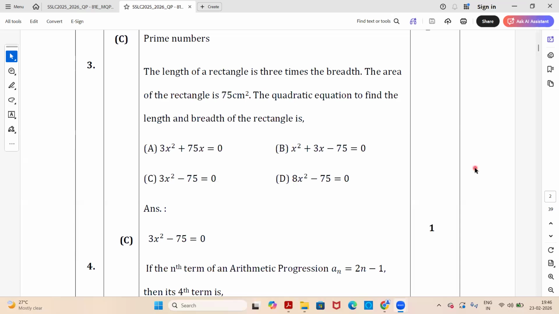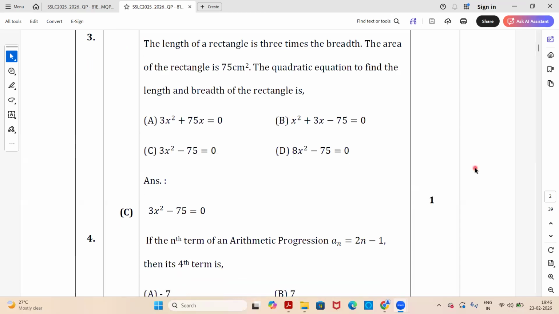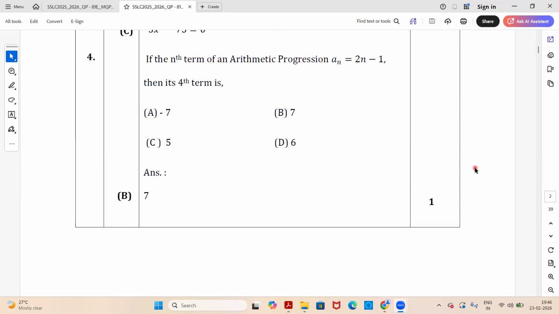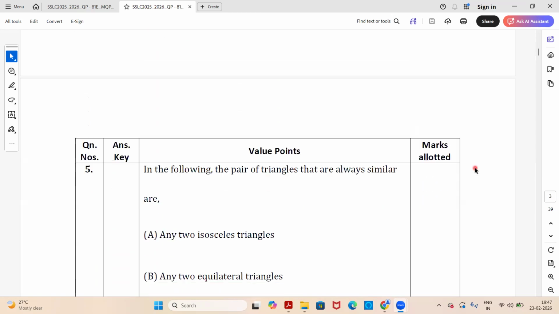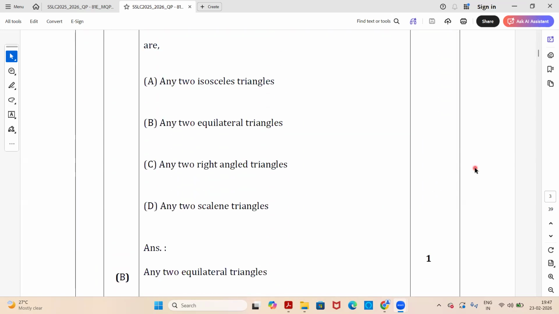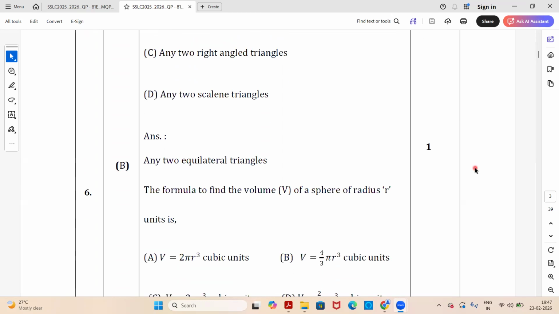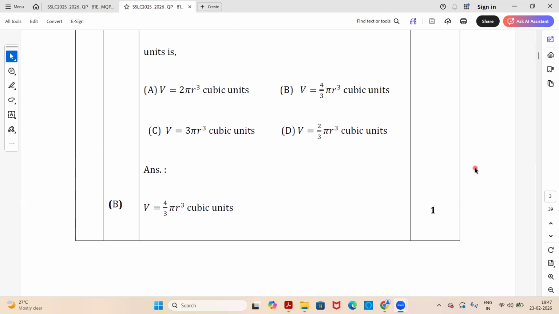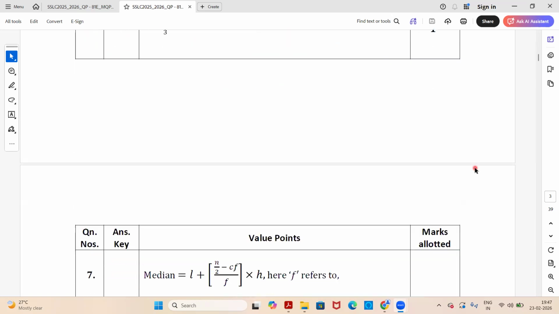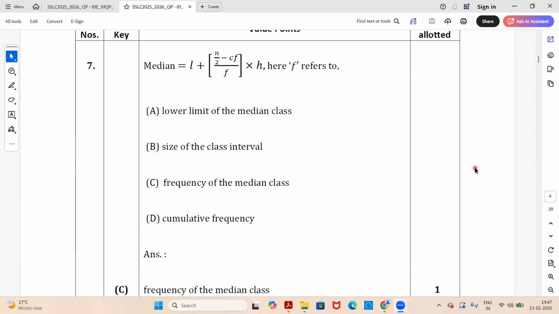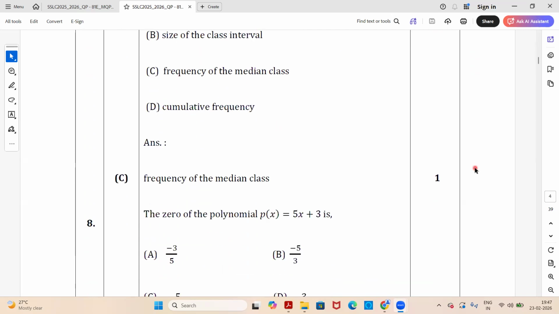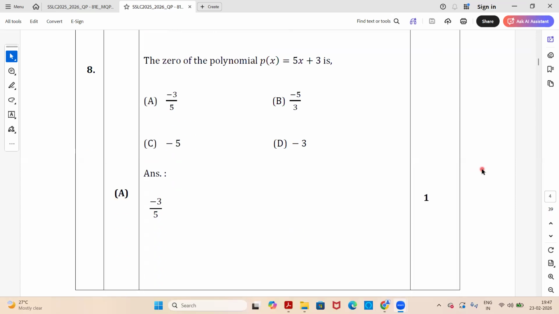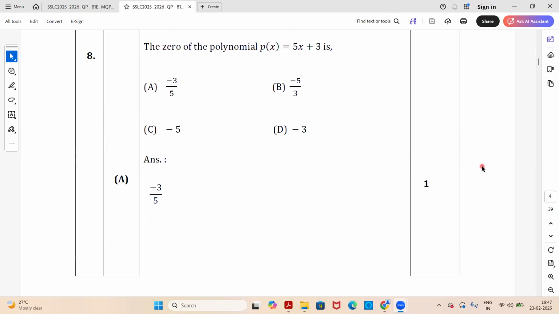Now, question 3, you have option C as the right answer. Then question 4, option B is the right answer. And then question 5, option B again is the right answer. Question 6, option B is the right answer. Then question 7, option C is the right answer. And then for question 8, option A is the right answer. So all these MCQs were 1-mark questions.